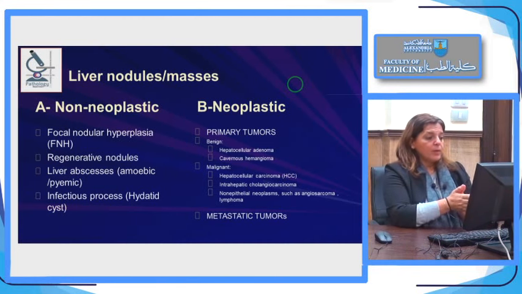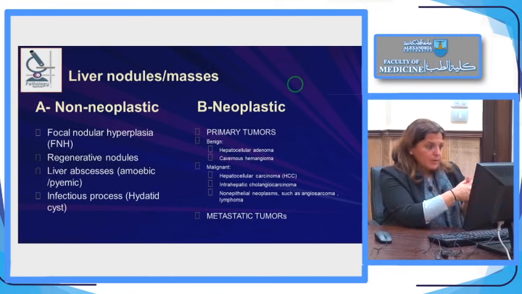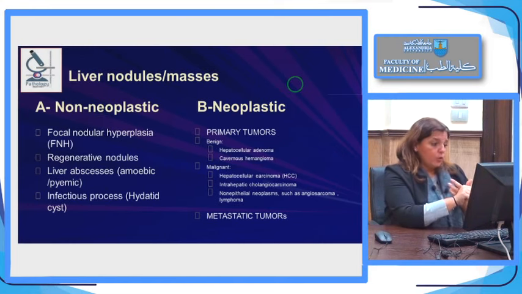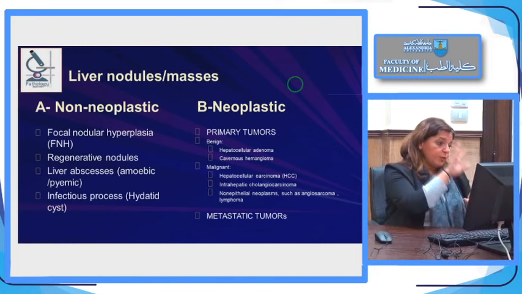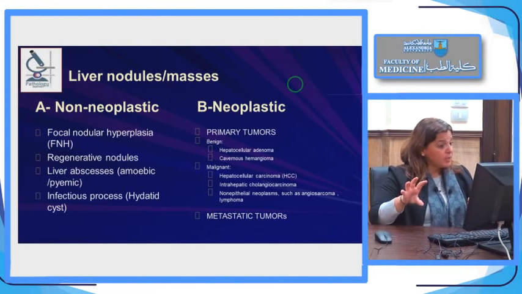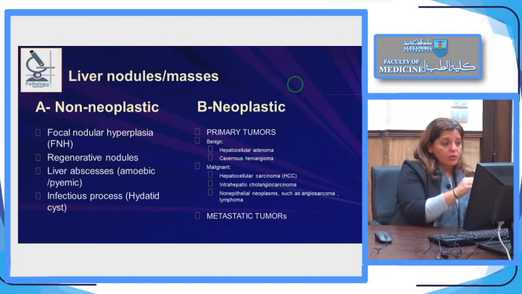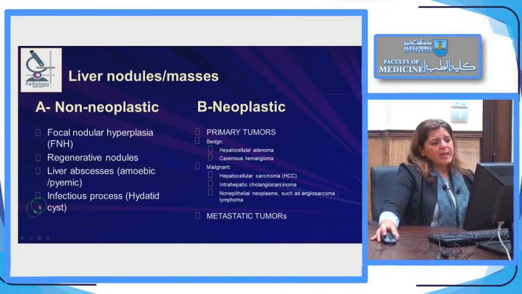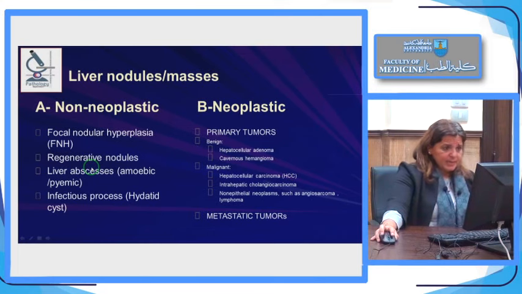The non-neoplastic ones include several, like focal nodular hyperplasia, which is a disease we're going to be discussing in a minute. Regenerative nodules, I'm not going to discuss today. I'm going to leave it for next time when we discuss liver cirrhosis. We won't be discussing today the abscesses, liver abscess. It's like any other abscess in the body, it could be an amoebic abscess or a pyemic abscess or other infectious process like the hydatid cyst. All of these can present with masses in the liver.